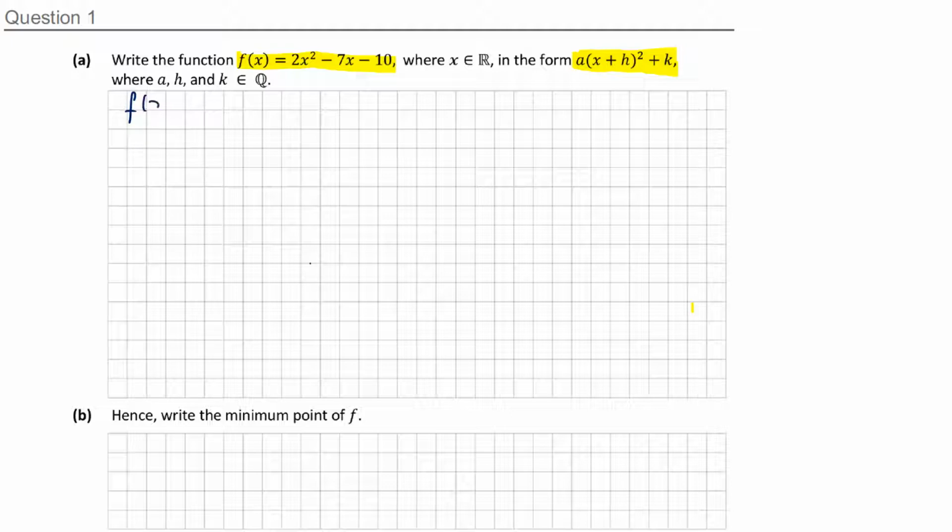So we have f of x equals 2x squared minus 7x minus 10. Now, the first step of completing the square is taking the square root of the first term. Because there's a 2 there, straight away we know that's not going to give us a whole number answer because 2 is not a perfect square. So just to make our lives easier, we're going to pull that 2 out. So we end up with x squared minus 7 over 2 x minus 5.